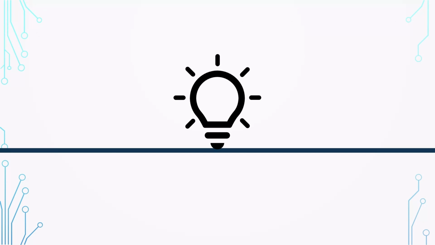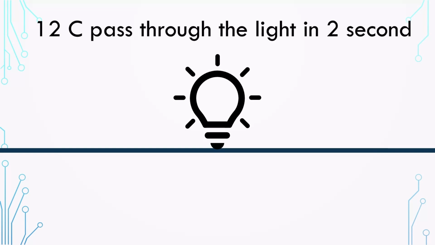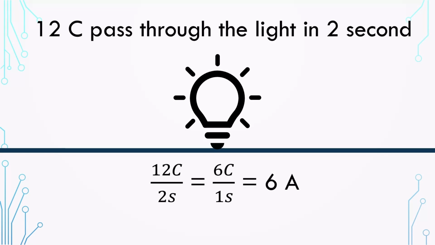So here's an example to illustrate it. Let's say we have a wire connected to a light bulb. And let's say 3 coulombs pass through that light in 1 second. Well, that would be 3 amps, and that's your current. But what about 12 coulombs passing through the light in 2 seconds? Well, for that, you would just take your 12 coulombs over 2 seconds, which is the same as 6 coulombs in 1 second, which is 6 amps of current.